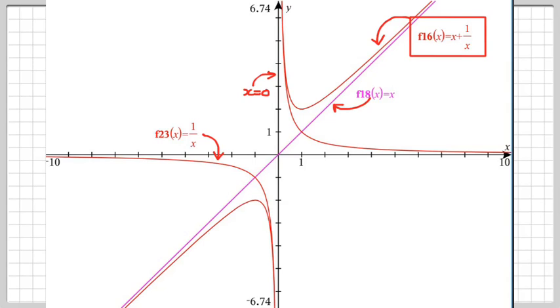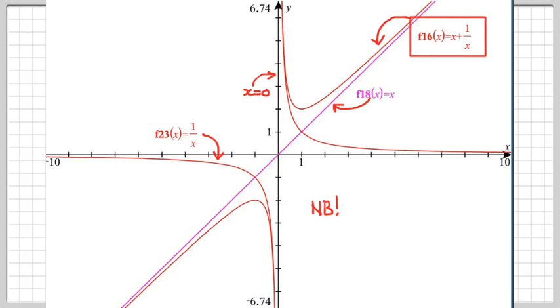There's the finished product, ladies and gentlemen. So here's my asymptote y equals x. Here's my asymptote x equals 0. That's my 1 over x, and this is my combined graph here. Yeah? All right, you get the idea, don't you?